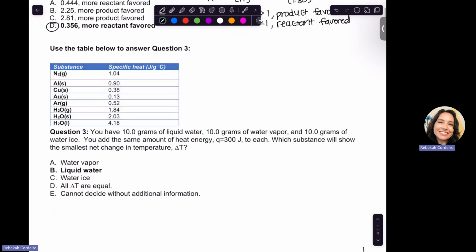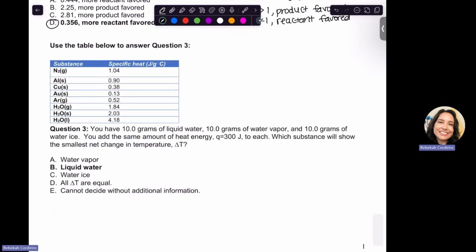Question 3. So we're looking at specific heats. So if we have 10 grams of each of the substances and we put the same amount of energy in them, which one has the smallest change in temperature? So one way to think about this is mathematically. So if we have the Q is the same, the mass is the same. If I want the smallest change in temperature, what does the C have to be in order for this equation to work out? If the temperature goes down, the C has to go up. So it has to be high.